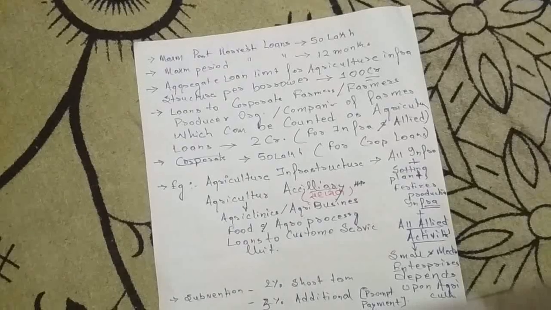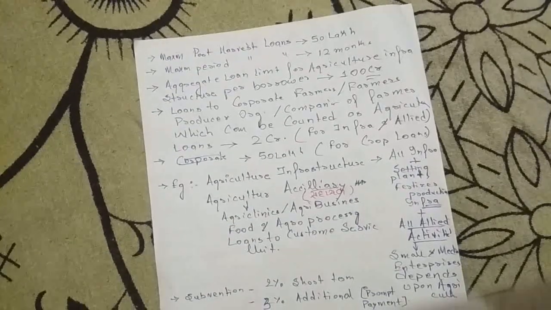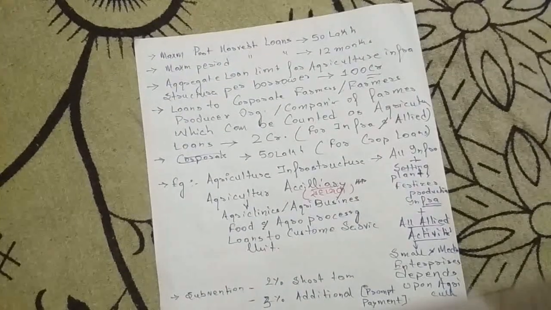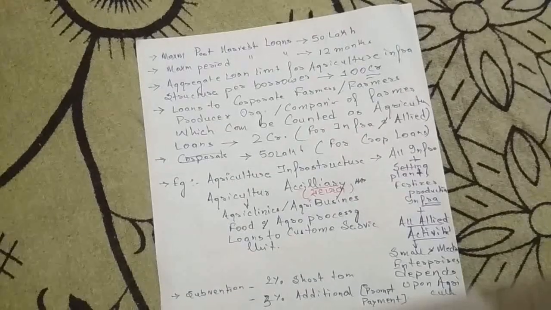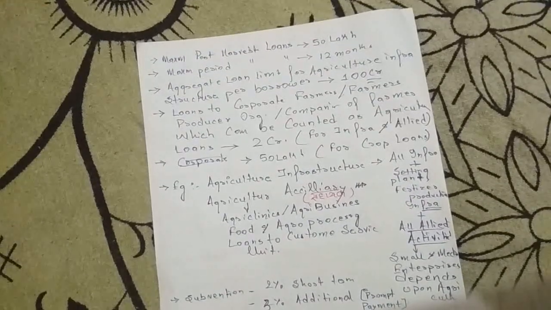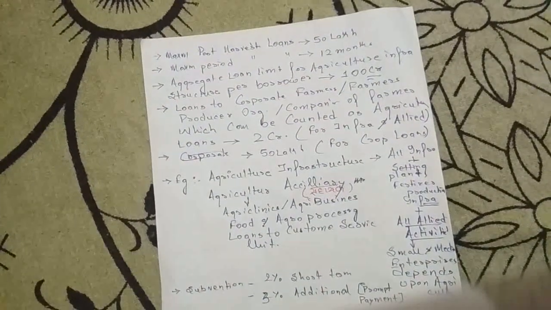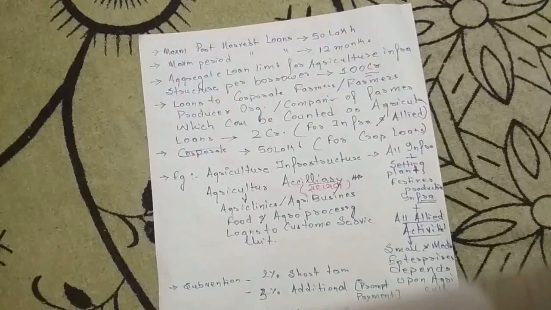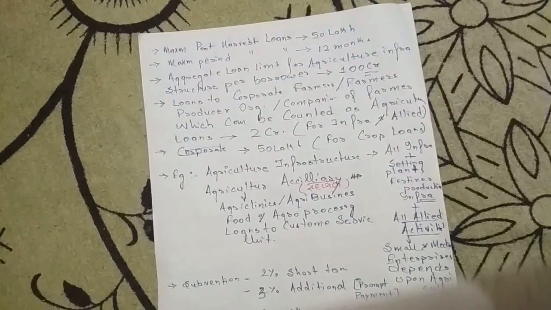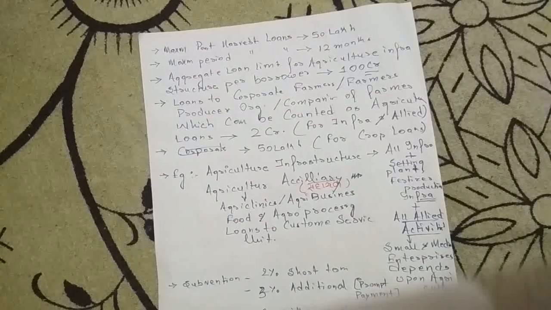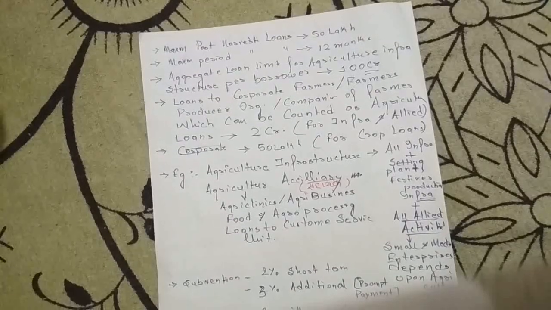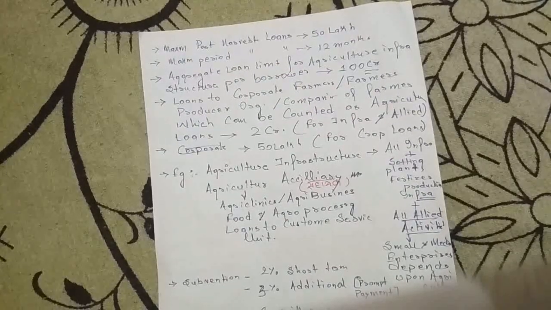If we hypothecate the land or we pledge something, then we can give up to 50 lakh of rupees. The maximum period for the harvest loan is 12 months. The aggregate loan limit for agriculture infrastructure per borrower is 100 crore of rupees. Loans to corporate farmers, producer organizations, and companies of farmers, which can be counted as agriculture loans, are up to 2 crore of rupees.